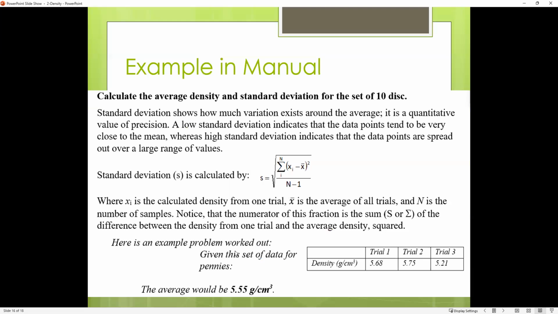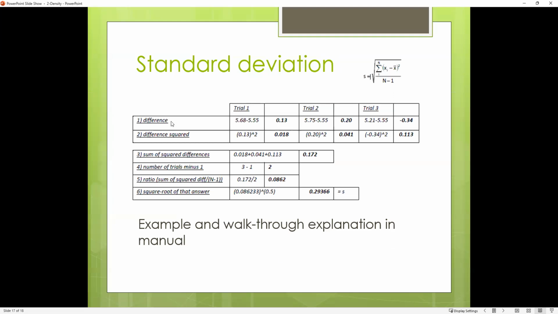So if you have 3 different measurements measuring the density of a penny, so trial 1, trial 2, trial 3, if we average this, we can get this answer. And so now you can see in the next one, you're going to look at the difference between it. So you have the difference in the trial minus the average. So if you do this, you get this number. You do that difference for trial 2, you get this number. And that difference for trial 3, you get this number.